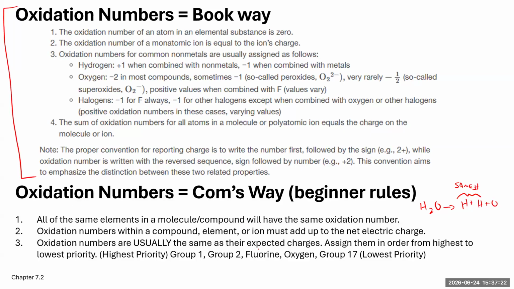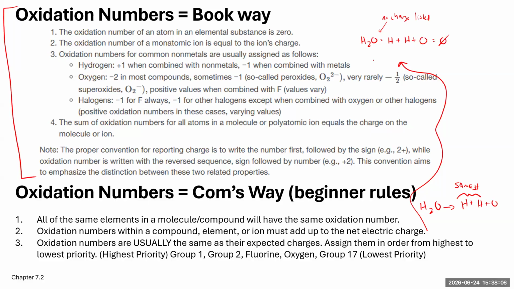Oxidation numbers within a compound, element, or ion must add up to its net electric charge. Let's explain that. Let's go up here, zigzag up here. So if I said H2O, and there's no charge listed, so H plus H plus O is going to be 0. And we'll assign oxidation numbers, but this is just the intro.